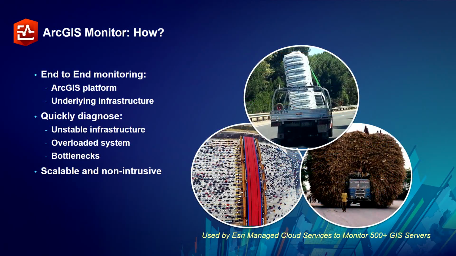How do we do this? Well, we do this by monitoring end to end. And you might ask yourself a question: how is it different from other tools and approaches? That's one of them. We really believe that the only way you and us can be effective is if we monitor an end-to-end solution, not only the Esri platform, but also the underlying infrastructure. To make it effective, we focus on these three typical cases: unstable infrastructure, overloaded system, and bottlenecks. There will be a little bit more on that.